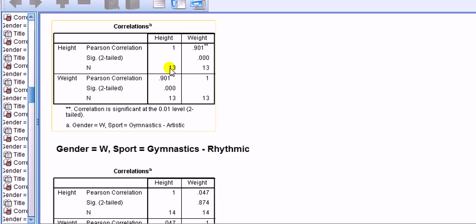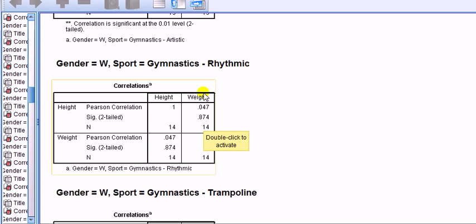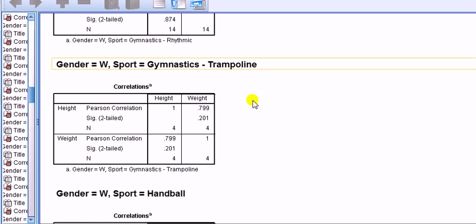And there's 13 participants, or ladies, there. Rhythmic gymnastics, 14 ladies there. Wow, that is almost 0. That is unusual. 0.047. That's pretty much 0. That's saying there's no relationship between height and weight there. So we'd imagine there could be a cloud of dots, not going up or down. Well, I should look out for those ladies when they start performing.